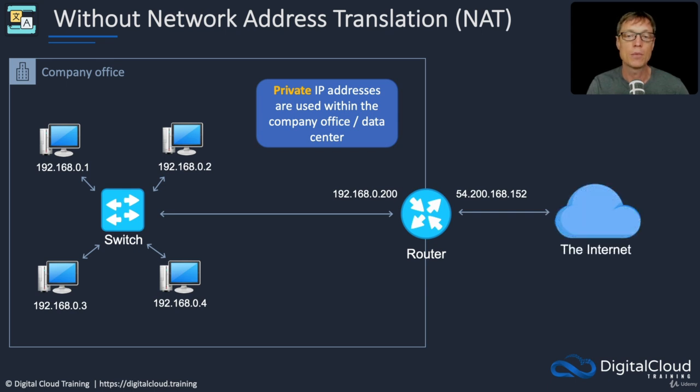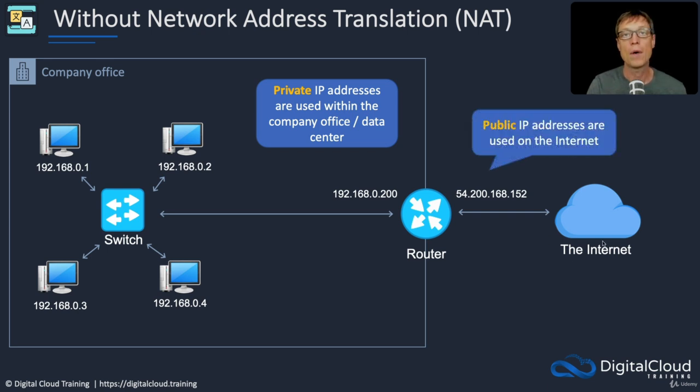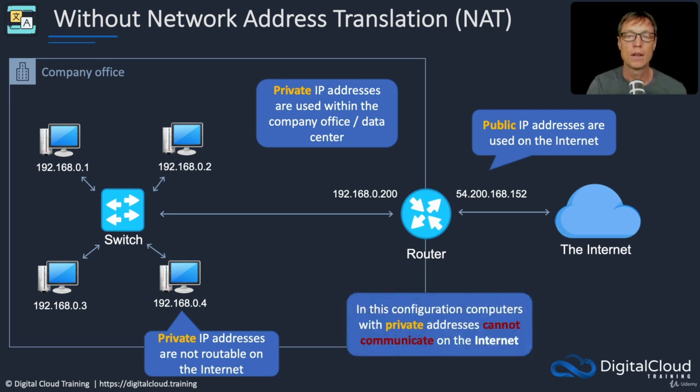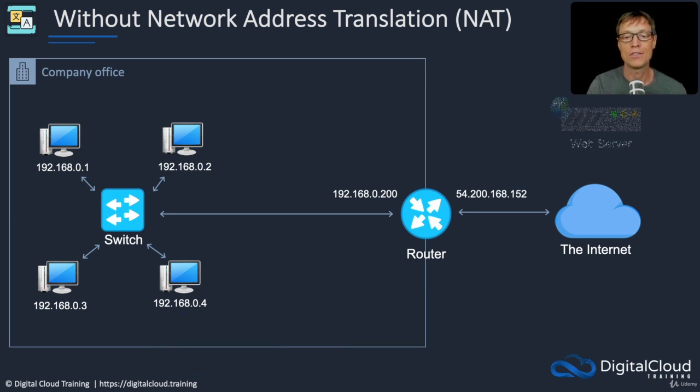So what's going to happen when a device on our internal network tries to send data via the router to the internet? Well, public IP addresses are used on the internet, but private IP addresses are not routable on the internet. So in this configuration, computers with private IP addresses cannot communicate on the internet without some other trickery to help us out. Let's look at that in more detail.